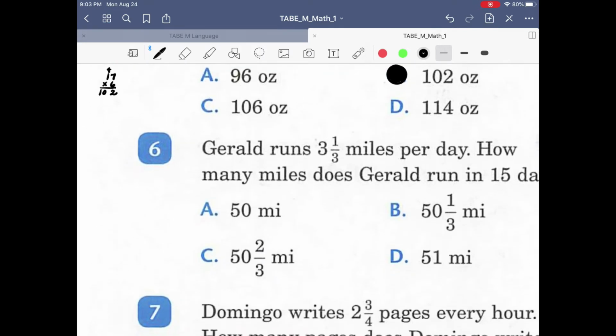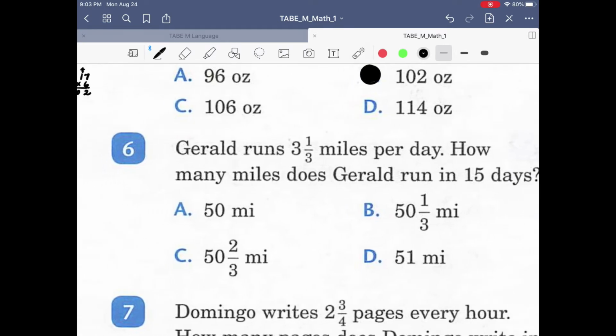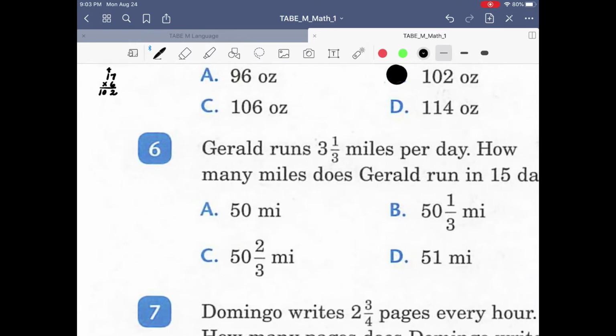Number 6. Gerald runs 3 1/3 miles per day. How many miles does Gerald run in 15 days? So 3 1/3 times 15 days.